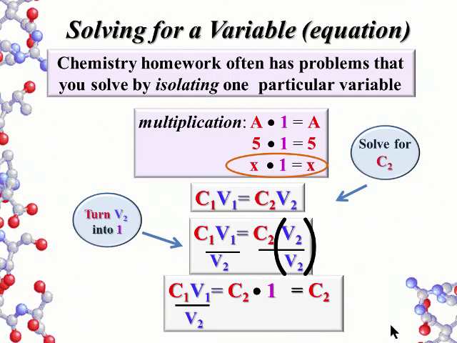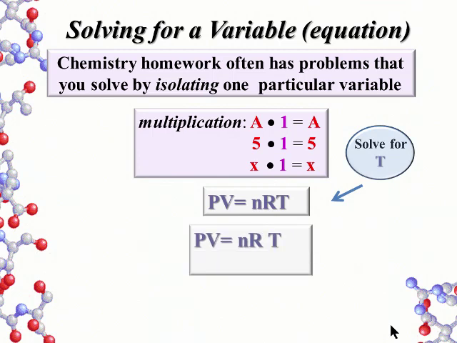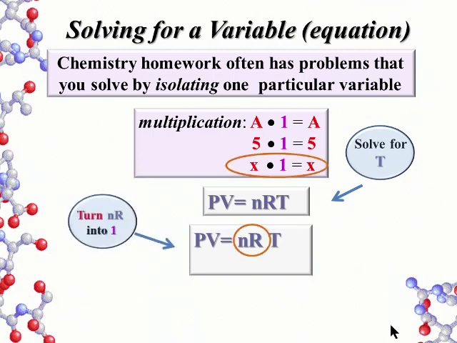Another example of a homework problem could involve the gas law. Say you're provided with numerical values for each of the variables in this equation except for T. That's temperature. Your job is to isolate the temperature variable. Examining the equation, we see that it is all multiplication, which means that we can use the identity law of multiplication if we can turn n times R into 1.